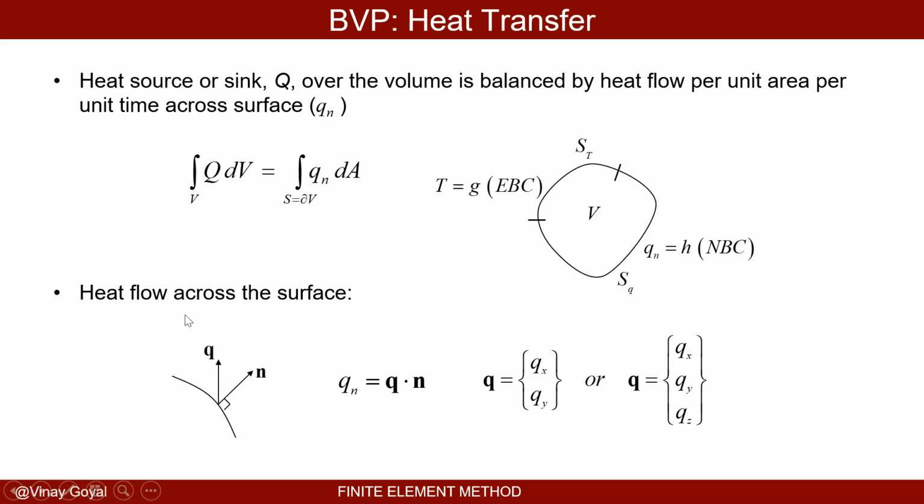If I look at the heat flow across the surface, I have the q that comes across that surface, and q dot n provides me the normal component of the heat flow, and that's actually a very important quantity that allows us to understand the heat flow coming out of the system.